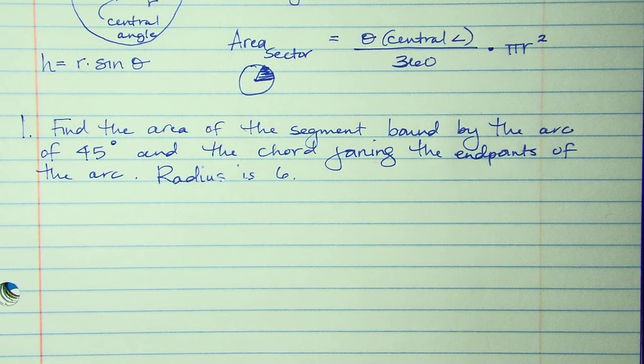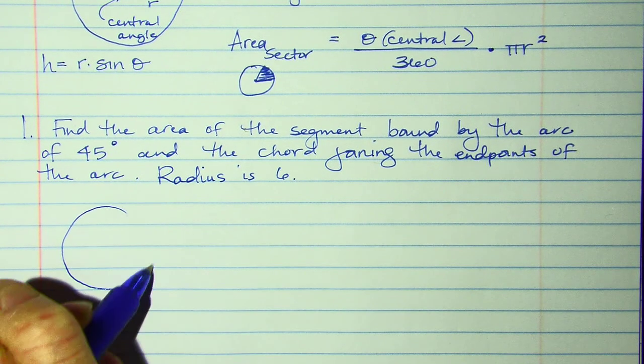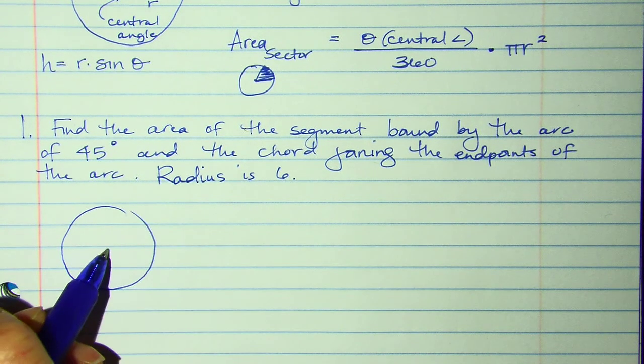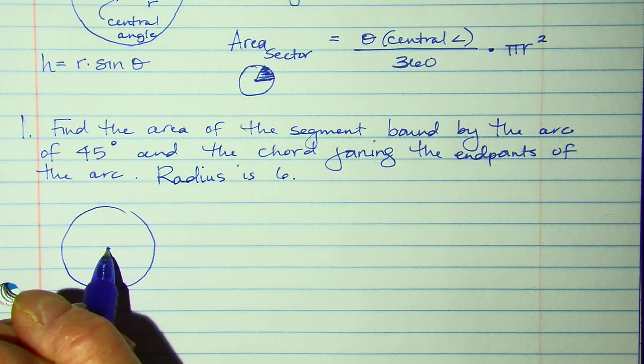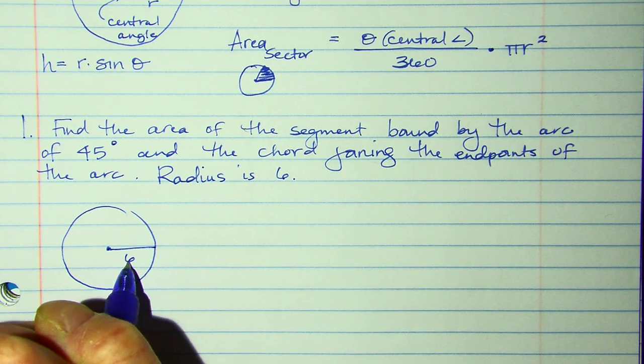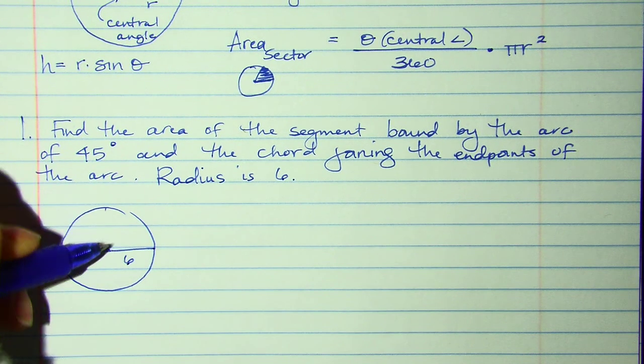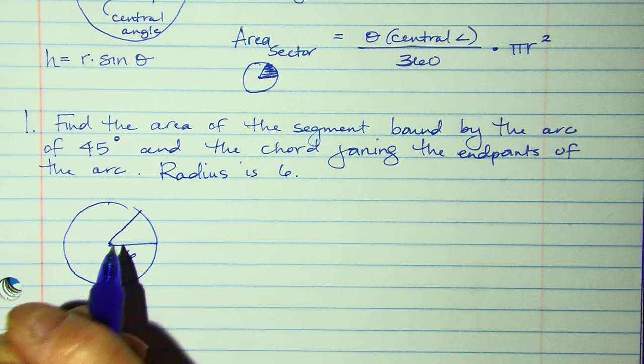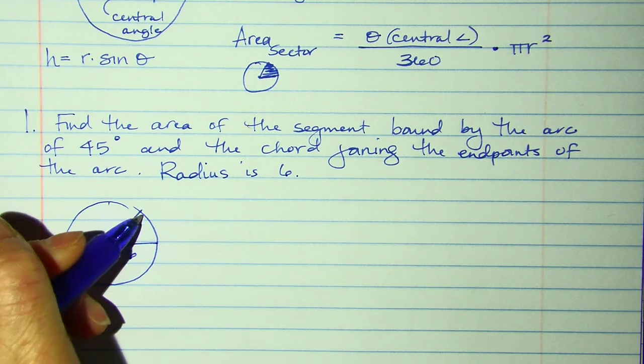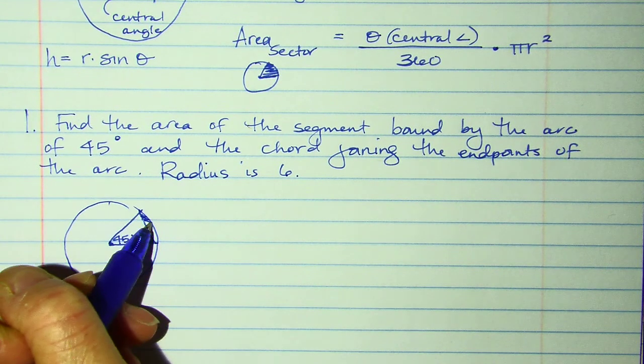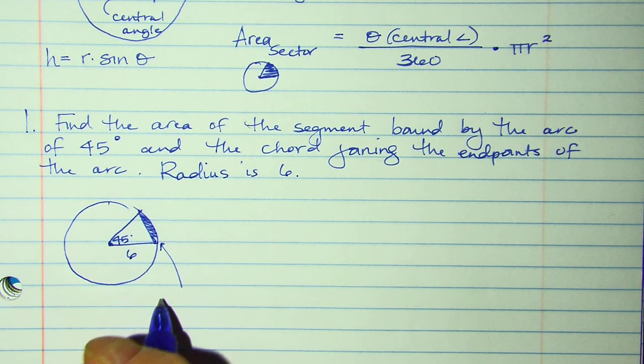So in this section, 56.b, I don't believe they give you really any pictures. They ask you to draw a picture from the word problem. So let's picture our circle. It doesn't really matter if the segment is over here or over here, it doesn't matter where it's located. But I do know that my radius is 6. And this would be 90, so 45 is probably right here. So they've told me this is 45, and here is a chord. So they want the area of that segment.